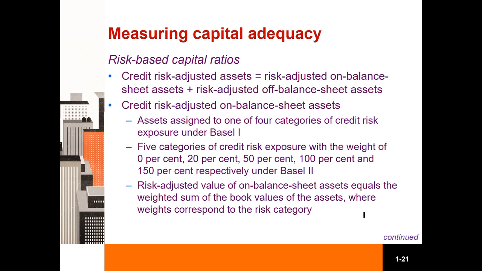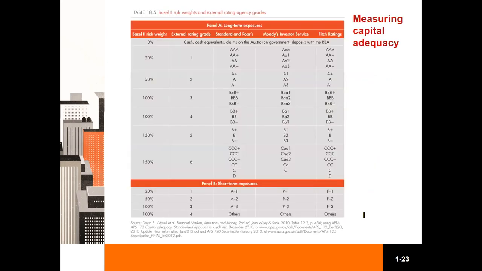If we look at this table, it shows the detailed relationship between the Basel II risk weights and external ratings of both long and short-term assets. You can see that these assets have a zero weighting, then the assets that have different ratings get their respective weightings.